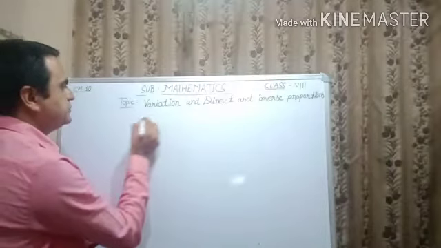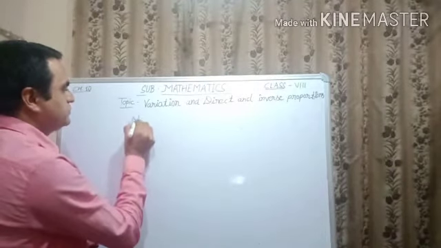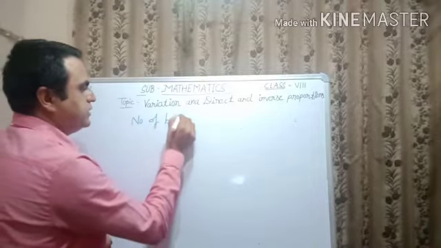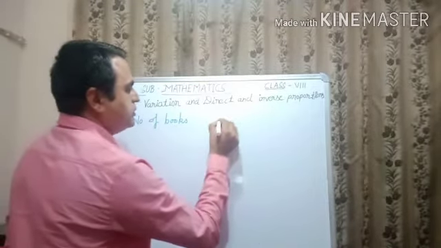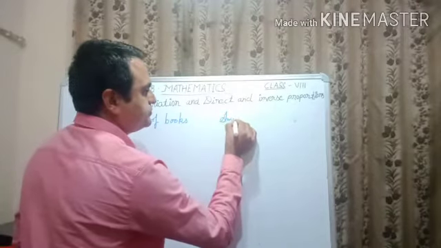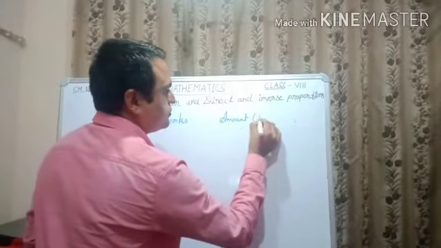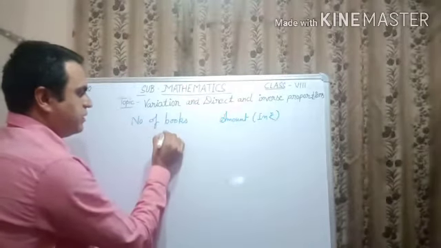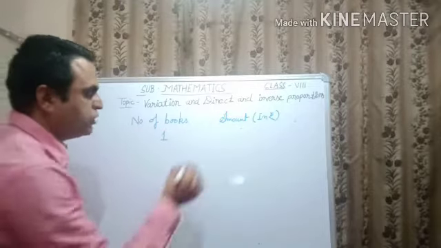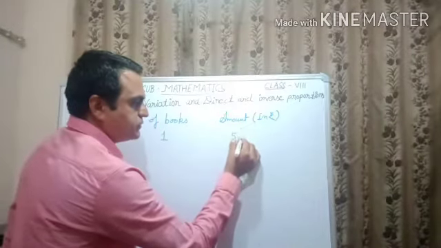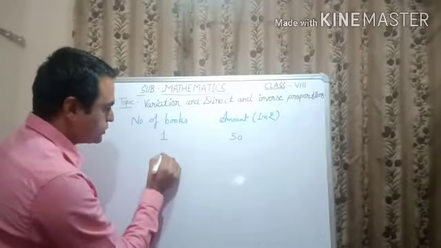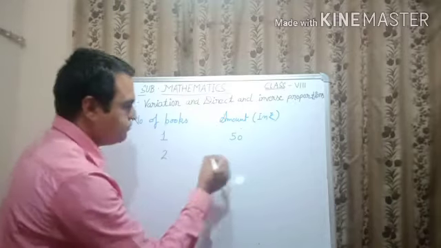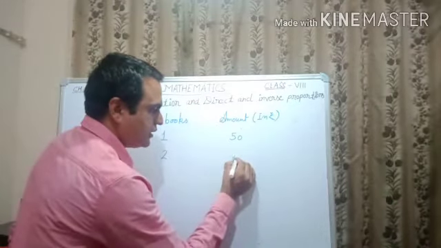Here I write number of books and here I write amount in rupees. If I buy a book, the cost is 50 rupees. If I buy two books of the same kind, how much amount do we have to pay? 50 plus 50, it means 100.